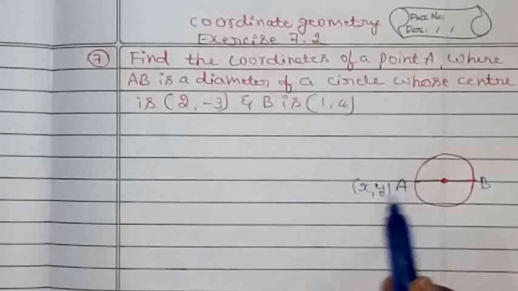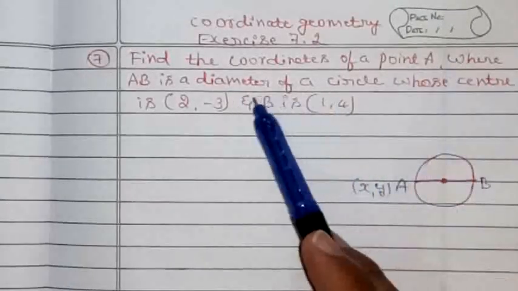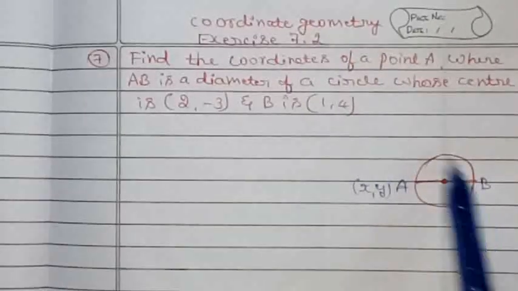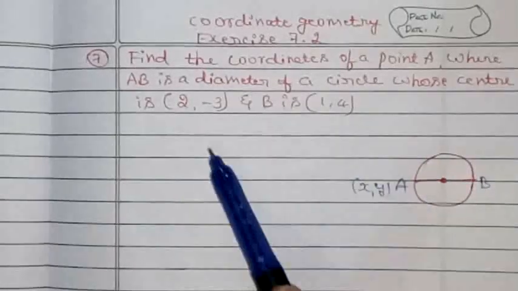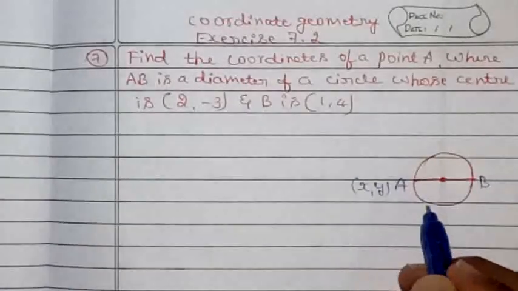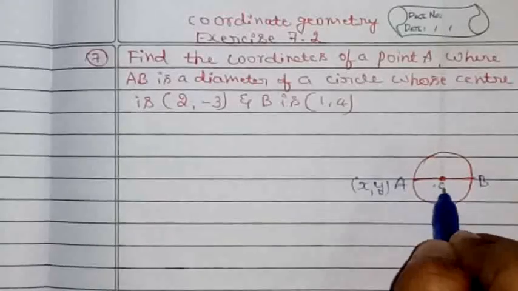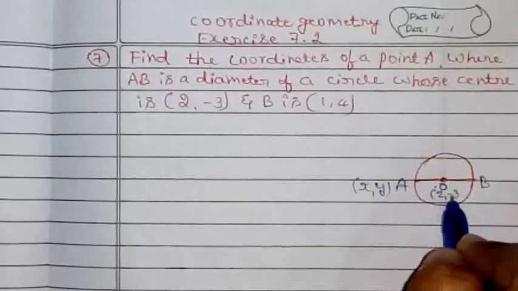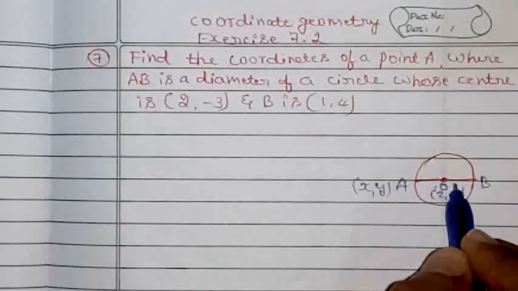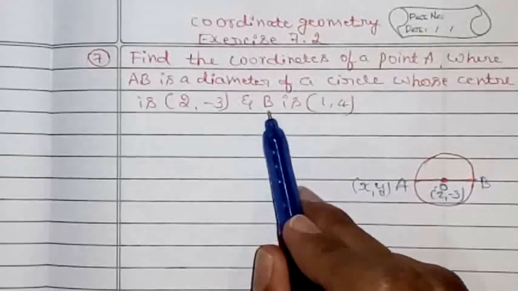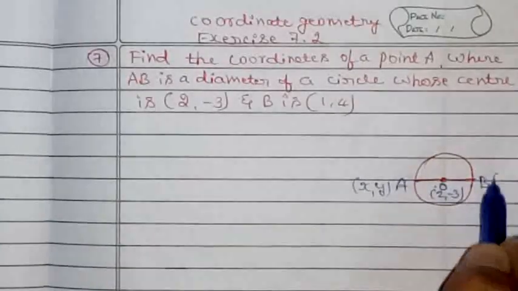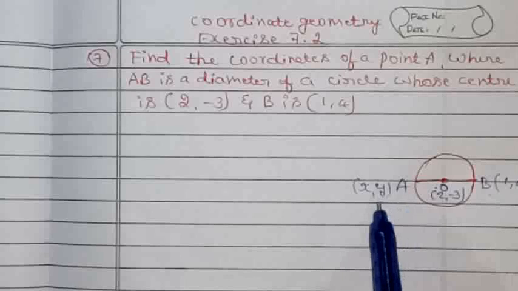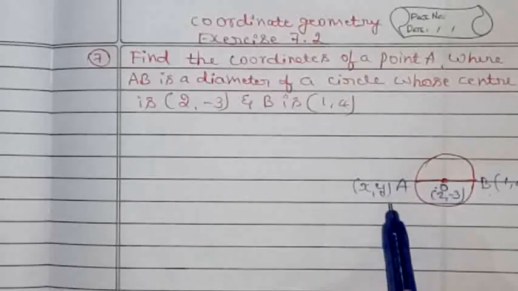Now how will you find the coordinates of (x, y)? So just read the question again. Find the coordinates of A where AB is a diameter of a circle whose center is (2, -3). So they have given the coordinates of the center. I'll write this as O. So what are the coordinates of O? They have given (2, -3). So (2, -3) is the coordinates of the center, right? Now also they have given the coordinates of B. What are the coordinates of B? (1, 4). Now by using this we need to find the coordinates of A, right?